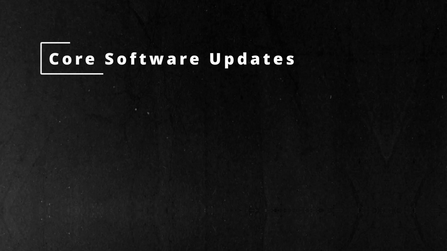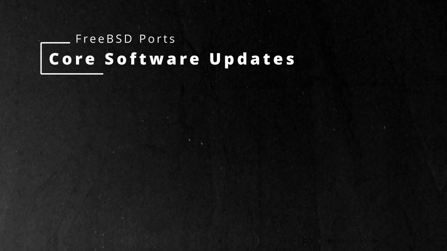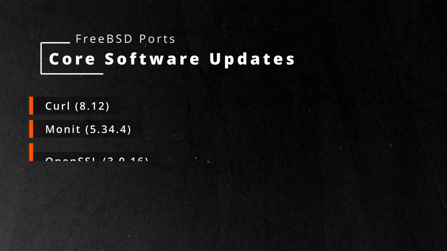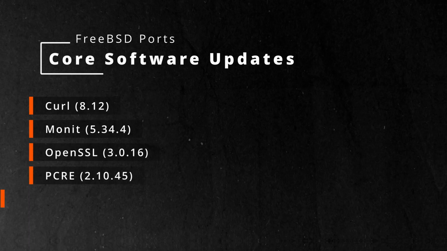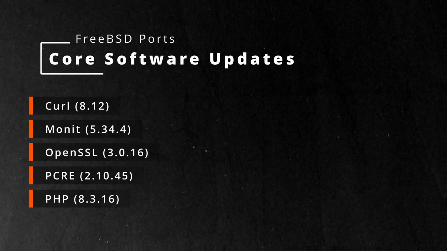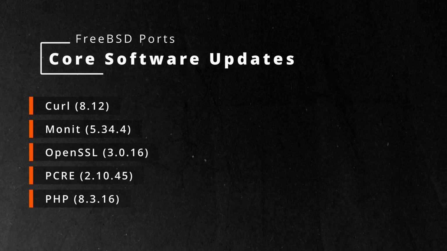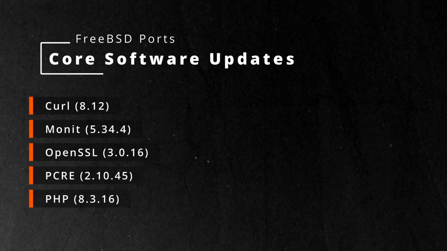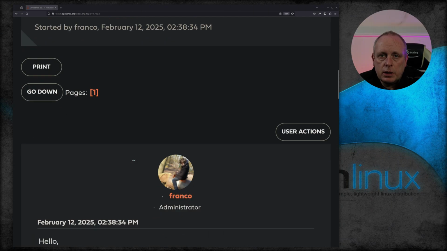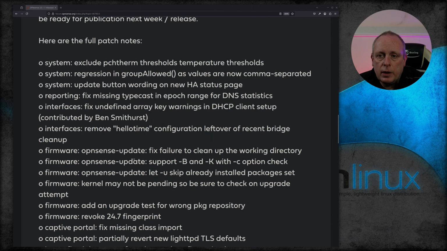A number of ports have been updated, which are packages brought in from FreeBSD. So curl has been updated, Monit, OpenSSL, PCRE, and PHP has been updated to 8.3.16. So no extra features for you here. Most of these are bug fixes in packages from FreeBSD used by OPNsense. If you're interested in the other things that have changed, let's have a look at that now.